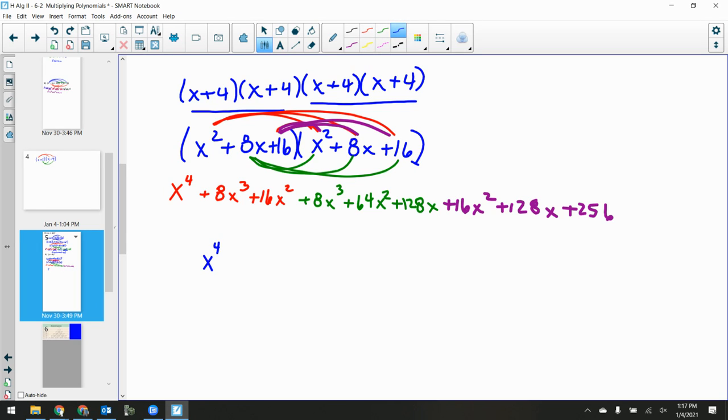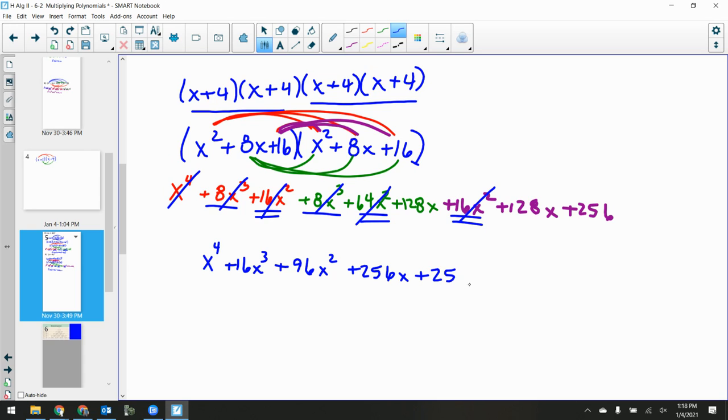x to the fourth, 8 and 8 make 16x to the third, 16, 64, and 16 make 96x squared. 128 and 128 make 256x. And then plus 256. That was fun. Yeah, that was a good time. I had fun.